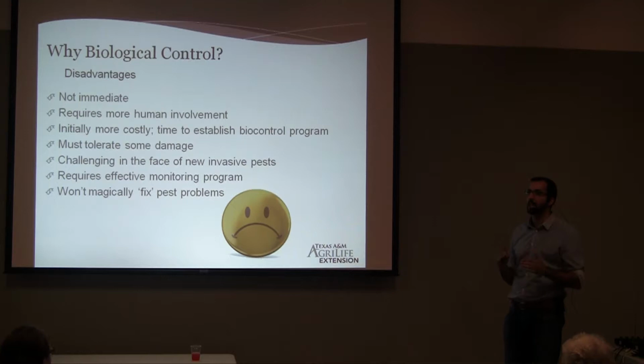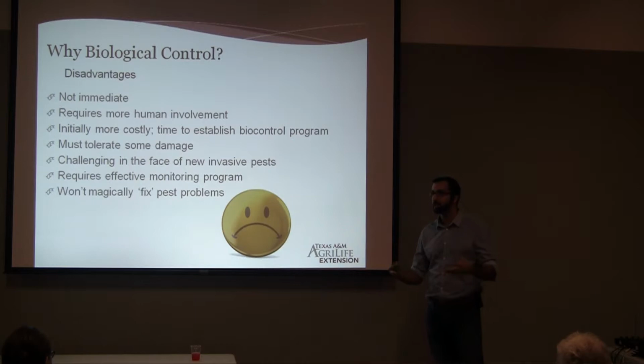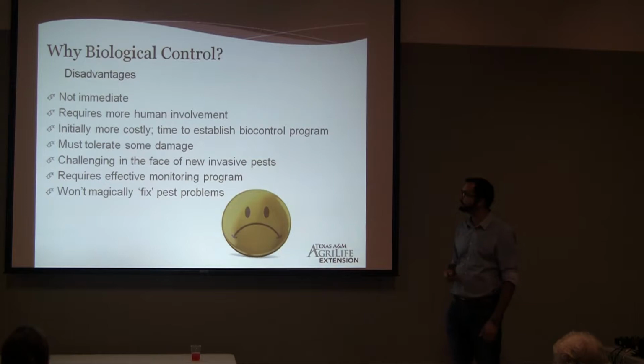It can also be challenging in the face of new invasive pests. If you have a good biological control system going and all of a sudden you get a new invasive that your biological control does not attack or feed on, then it can be a bit of a drawback to the system. And it won't magically fix problems. You can't just say, I've got this problem, let me do the spray and hopefully it'll go away. With biological control, it typically requires more persistence and more understanding in order to work. And there are different types.